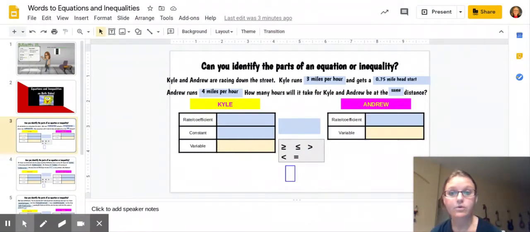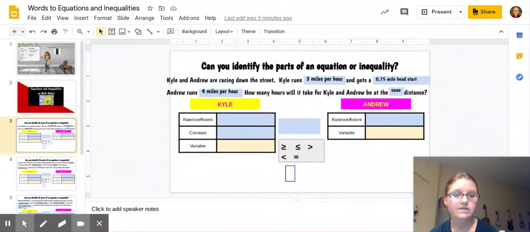Okay, so in this problem, Kyle and Andrew are racing down the street. Kyle runs 3 miles per hour. Wow, that doesn't sound very fast compared to a car. Okay, so Kyle runs 3 miles per hour and gets a 0.75 mile head start. Andrew runs 4 miles per hour. How many hours will it take for Kyle and Andrew to be at the same distance?